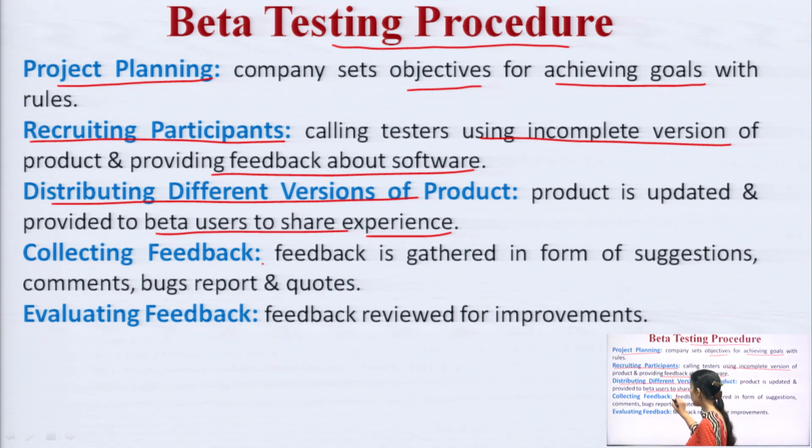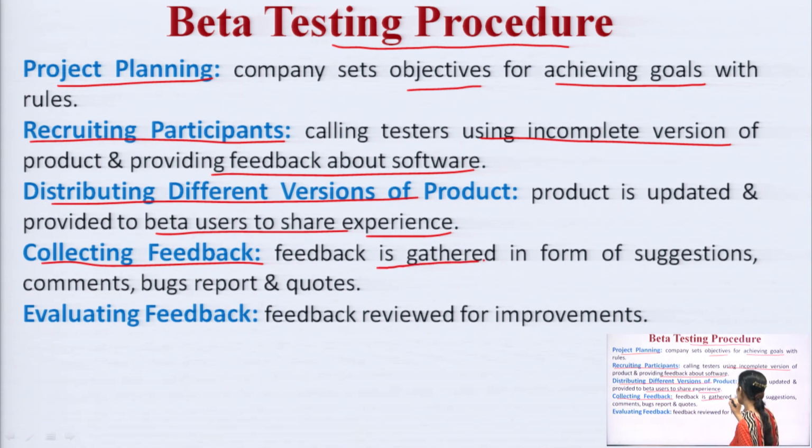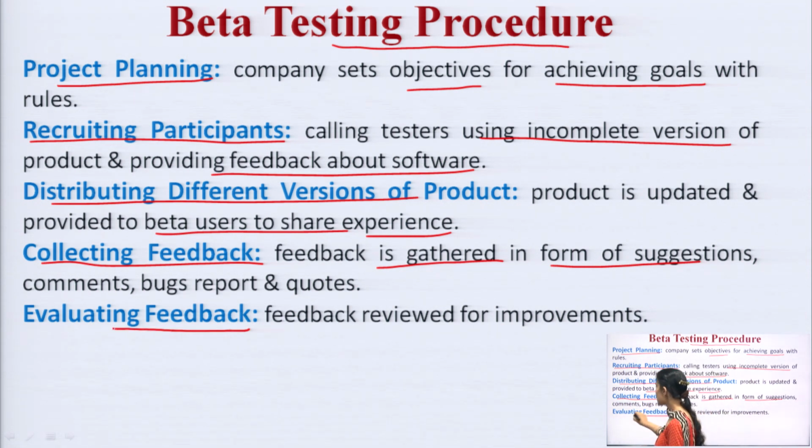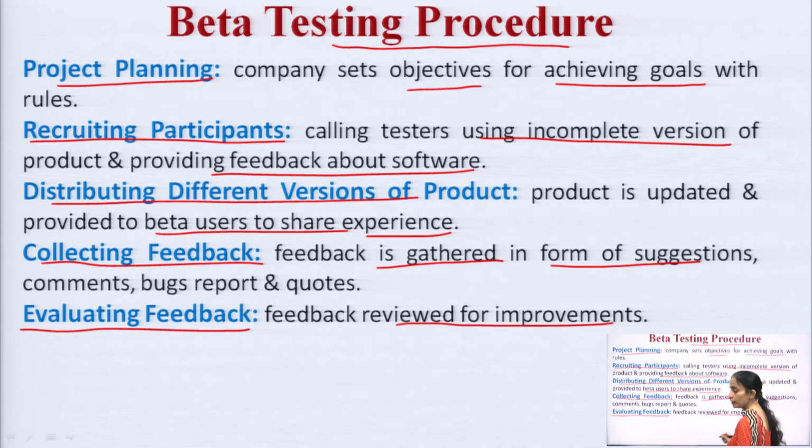Then the fourth phase, that is collecting feedback. Collecting feedback means here the feedback is gathered in the form of suggestions, comments, bug reports, codes. So, detailed feedback is gathered and it is distributed in the form of suggestions or comments. Then after the feedback is collected, the next task is to analyze it, to evaluate it. So, that is to review the feedback so that improvements can occur further.